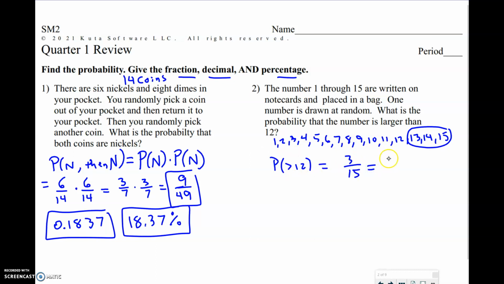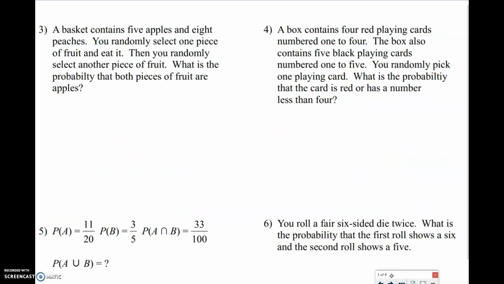We can reduce that by dividing out a 3. We can reduce it to 1/5. Or we could just do 3 divided by 15 and get a decimal answer. 3 divided by 15 or 1 divided by 5, they are both 0.2. There's our decimal answer. And as a percent, that is 20%. Okay, next one. Problem number 3.